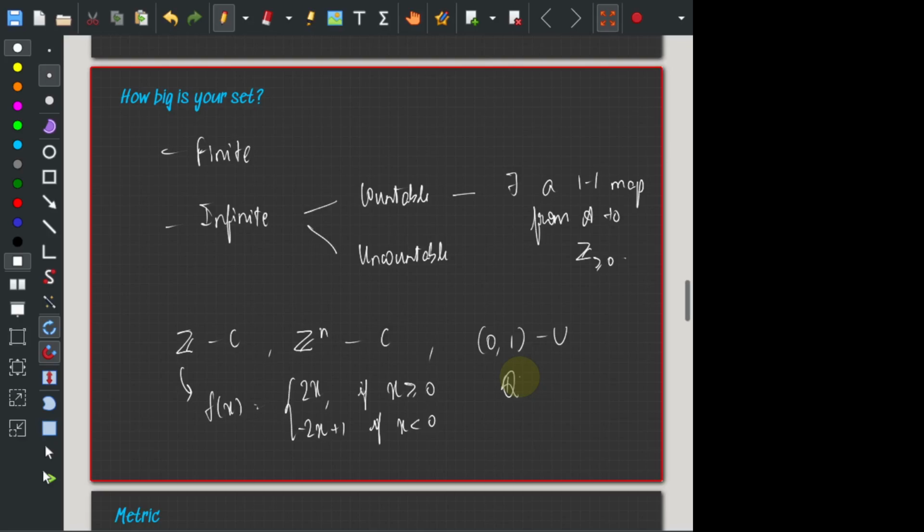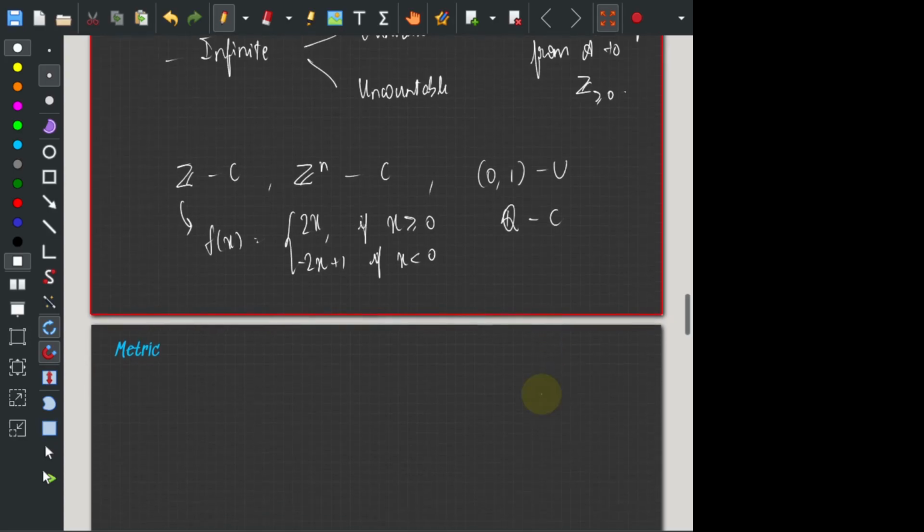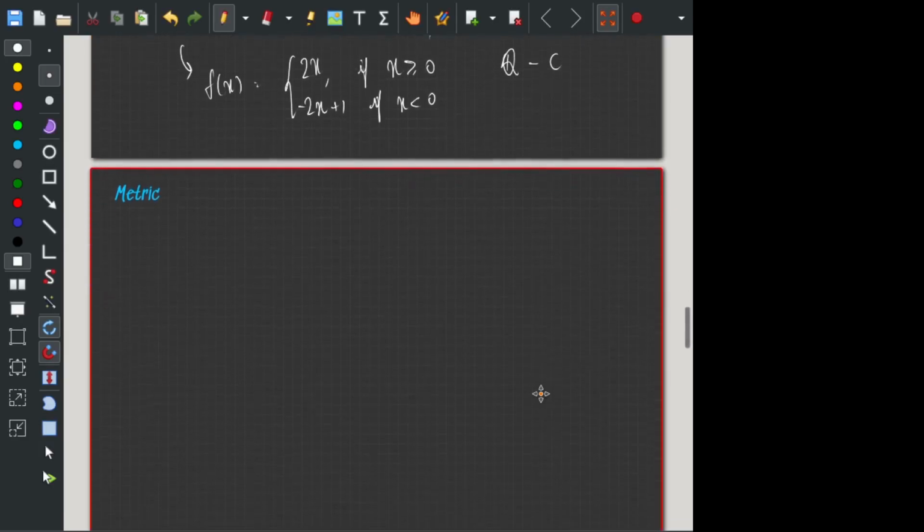Okay, everyone's convinced that Q is countable. Okay, so intervals are uncountable. The set of reals is uncountable. So therefore R to the n is uncountable, right?